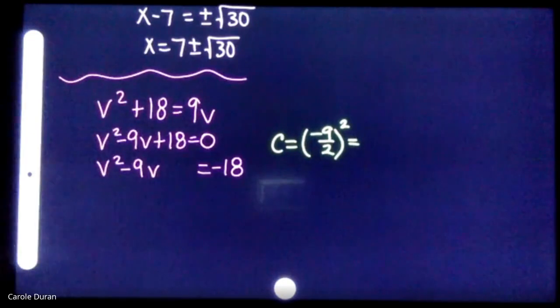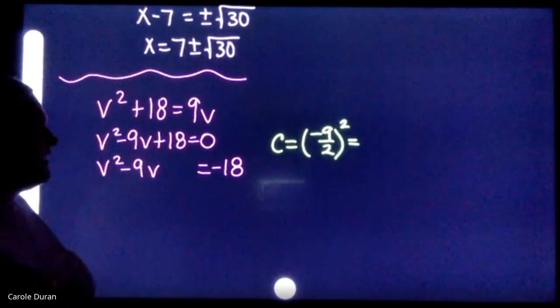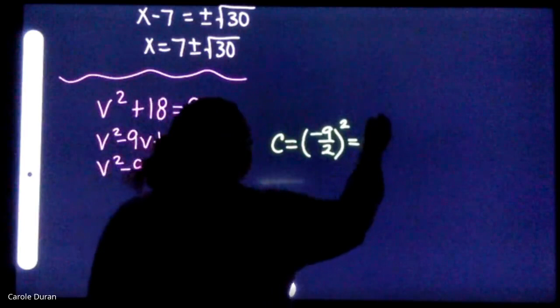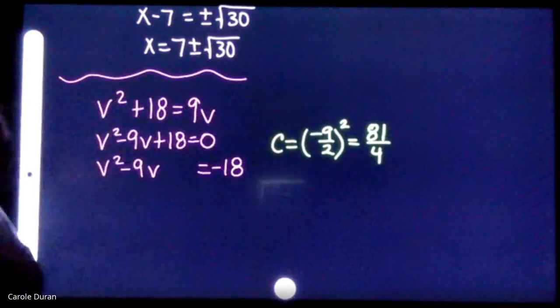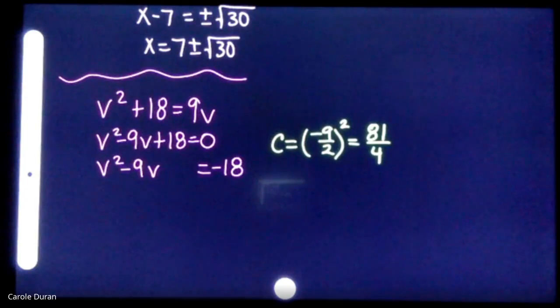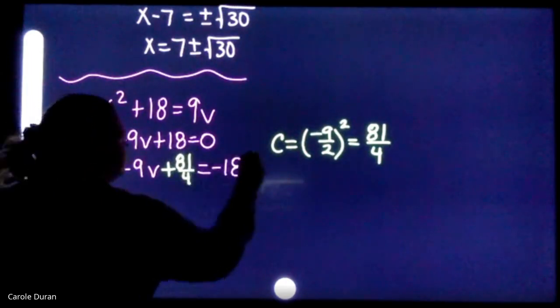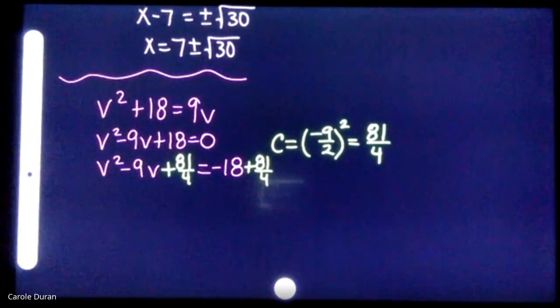I can't really reduce negative 9 over 2, so it's going to have to stay a fraction. But I can still square it the same. Negative 9 squared is 81. 2 squared is 4. So my c value is 81 over 4. What I do to one side, I also have to do to the other side. So I'm adding that 81 over 4 on both sides.